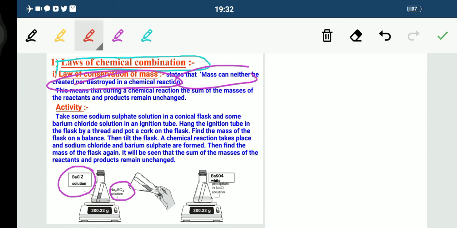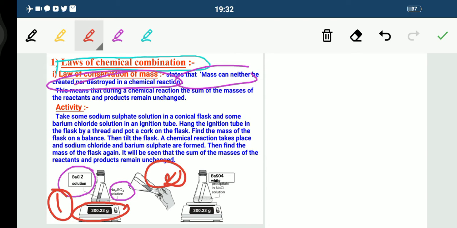Then what we need to do, we have to find the mass of the flask on a balance. And can you tell me what is the mass of the flask on the balance? 300.23 grams, right? Now this is the first condition. Now what about the second condition? Here they are telling us to tilt the flask. Fine, so we have tilted the flask.